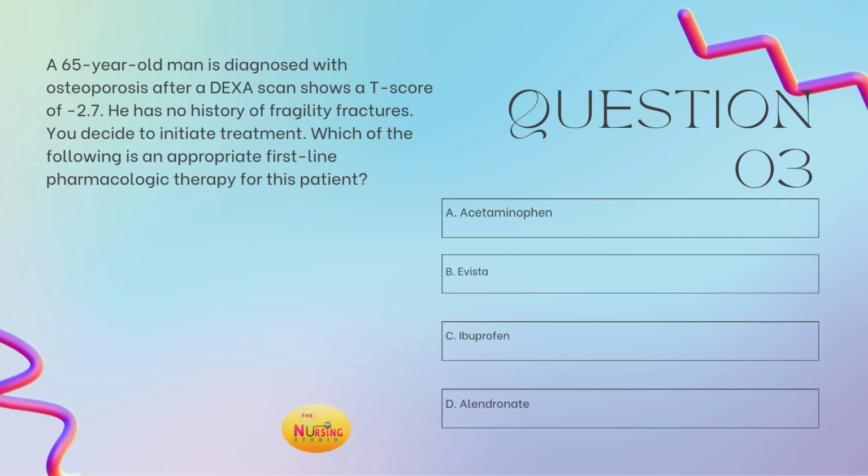And then question number three, a 65-year-old man is diagnosed with osteoporosis after a DEXA scan shows a T-score of negative 2.7. He has no history of fragility fractures, and you decide to initiate treatment. Which of the following is an appropriate first-line pharmacologic therapy for this patient? Is it A, acetaminophen? Is it B, Evista? Is it C, ibuprofen? Or is it D, alendronate? Take a moment and tell me what you got.